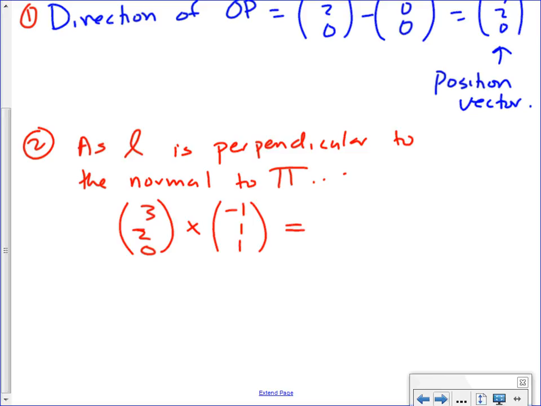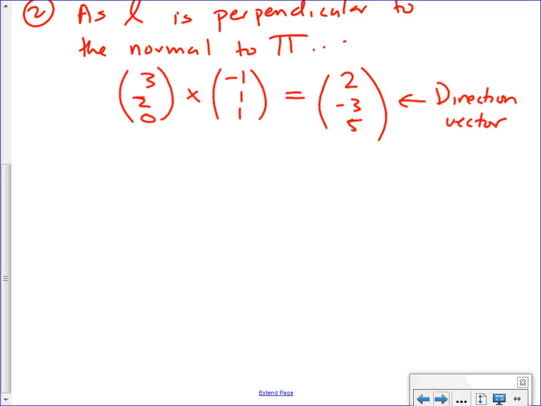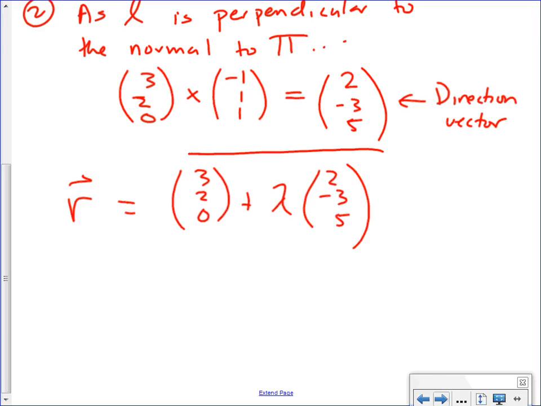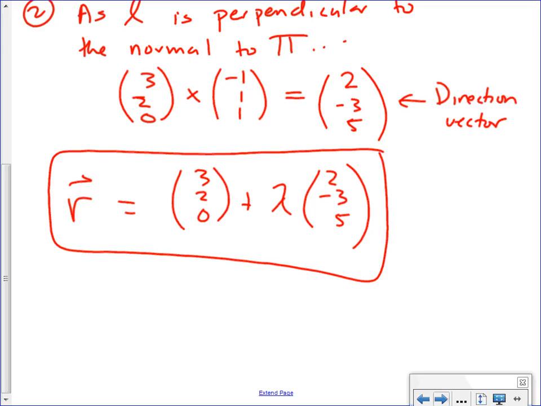Alejandro, master of the cross products. So this is our direction vector. Okay? Final answer: position plus direction makes for a happy vector.